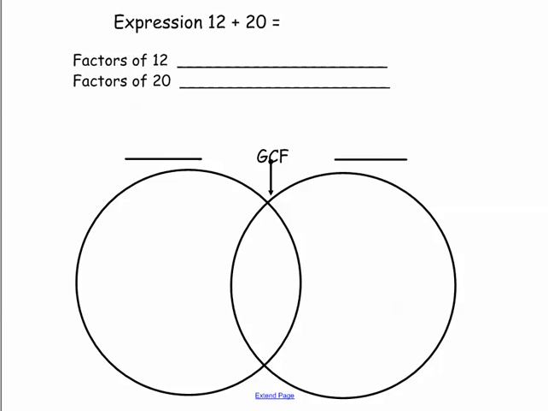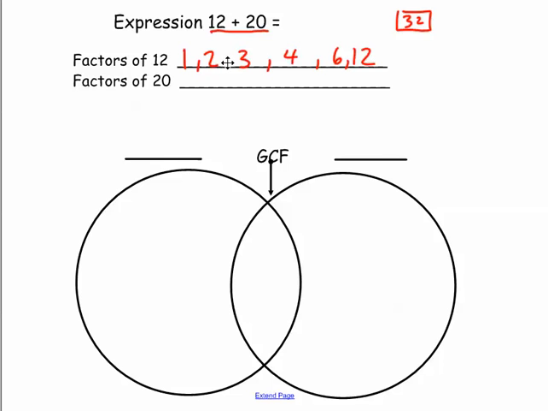So let's look at our expression here, which is 12 plus 20. First of all, you know that 12 plus 20 is 32. So we know that. Now we're going to see if we can find a different way by pulling out that greatest common factor. Let's first find our factors of 12. Our factors of 12 are 1 and 12, 2 and 6, and 3 and 4. Those are our factors.